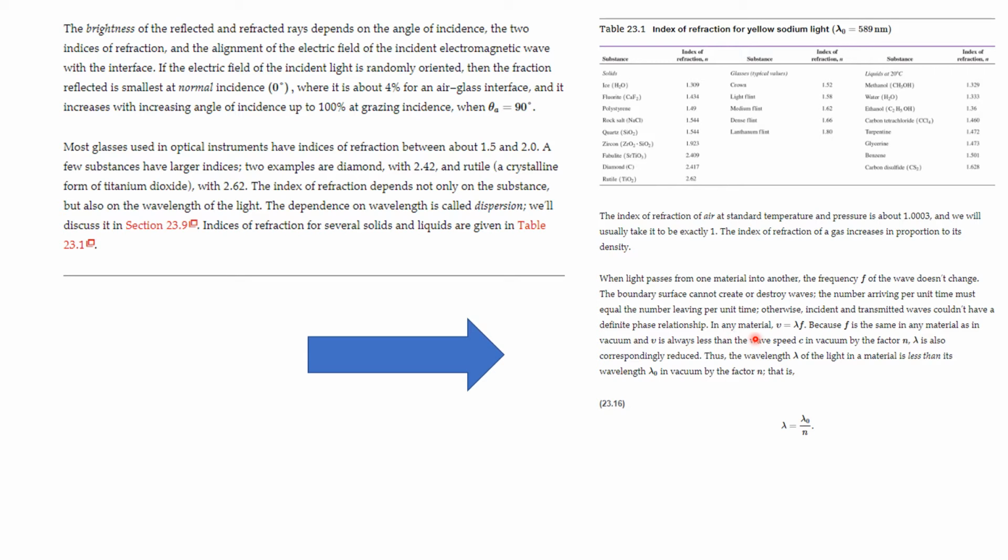In any material, v is equal to lambda f. That's one of our fundamental equations. You want to make sure that you remember that for the final exam. Because f is the same in any material and v is always less than the speed of light in a vacuum by a factor of n, lambda is correspondingly reduced. So even though the frequency doesn't change, the wavelength does. And so the wavelength in the material is less than the wavelength in a vacuum by a factor of n. That is, lambda is equal to lambda 0 divided by n.